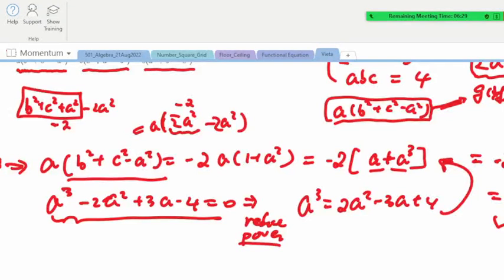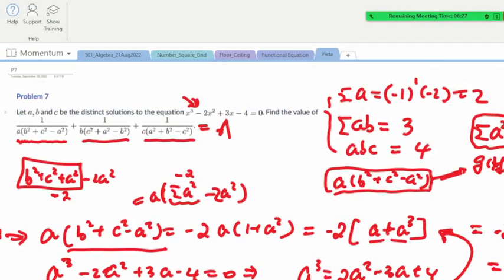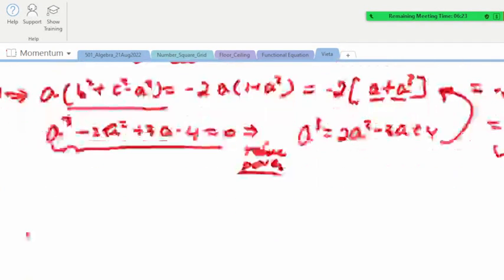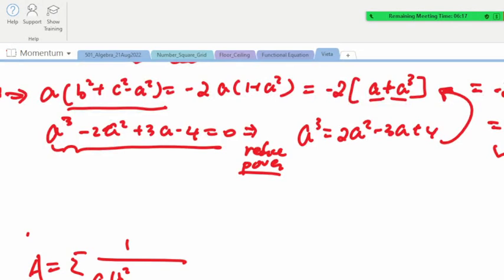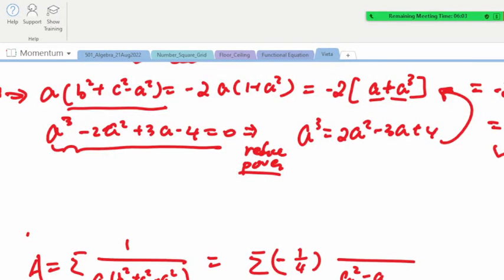I call this term equal to A, right? So A equals the sigma of 1 over a(b squared plus c squared minus a squared). It's cyclic. I can write it as a cyclic sigma, right? The inverse of this is 1 over 4 times (a squared minus a plus 2). Any questions? It is equal to 1 over 4 times sigma 1 over (a squared minus a plus 2).